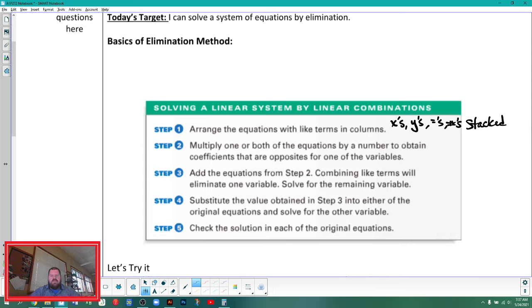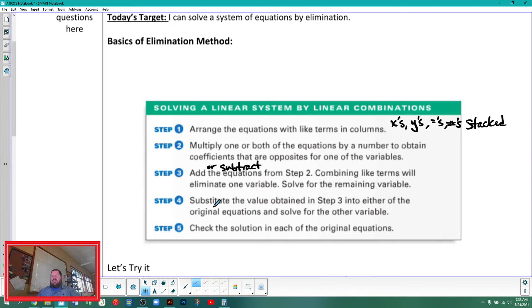It says to add the equations. I still think about add or subtract the equations from step 2. Combining like terms will eliminate one of the variables, and you want to solve for the variable that's left over. To say that I am looking for add or subtract, I'm either looking in step 2 for opposites or the same coefficients. And I'll talk about that once we see a problem.